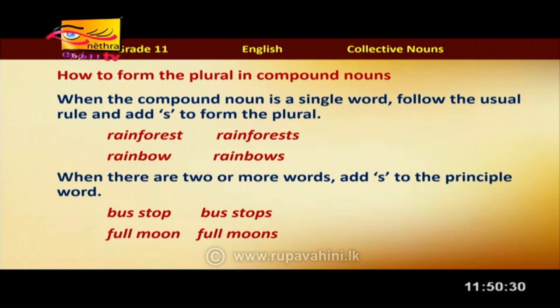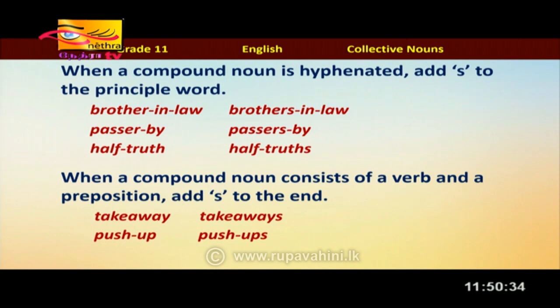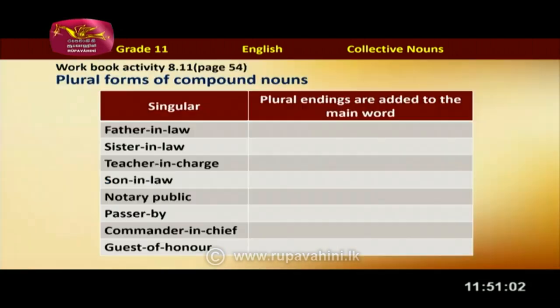Full moon, moon is the principal word, so full moons. Now, in the hyphenated words, again the same rule, you have to add to the principal word. Brother-in-law, the principal word is brother, so it should be brothers-in-law. Passers-by, half-truths, truth is the principal word, so it should be half-truths. And when the compound noun consists of a verb and a preposition, you add to the end. Takeaway, takeaways. Push-up, push-ups.